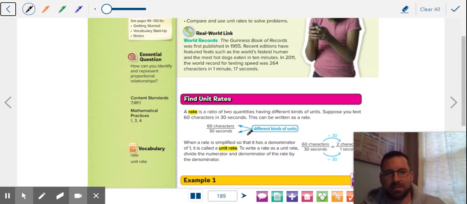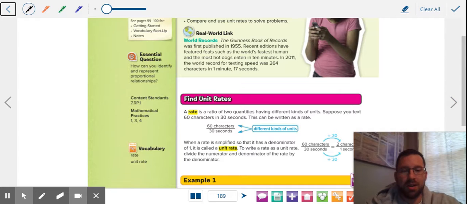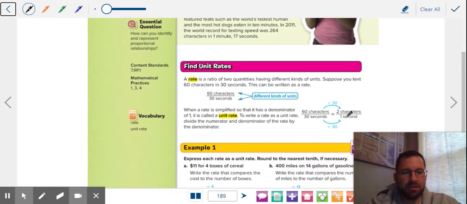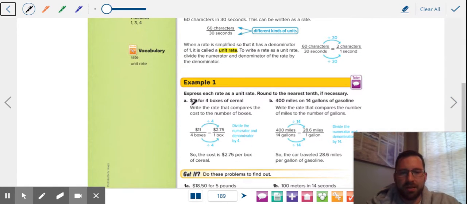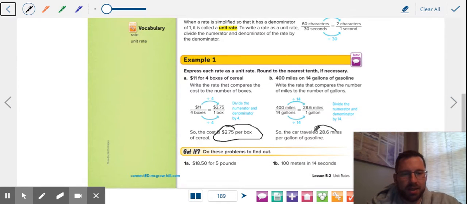Anytime you have a unit rate, it has to be simplified. So you have to divide the two numbers. 60 divided by 30 is 2 characters per second. In this case, $11 for 4 cereal boxes. 11 divided by 4 is $2.75 per box. 400 miles and 14 gallons. Divide the two numbers and you get 28.6 miles per gallon of gasoline. So that's a common miles per gallon.